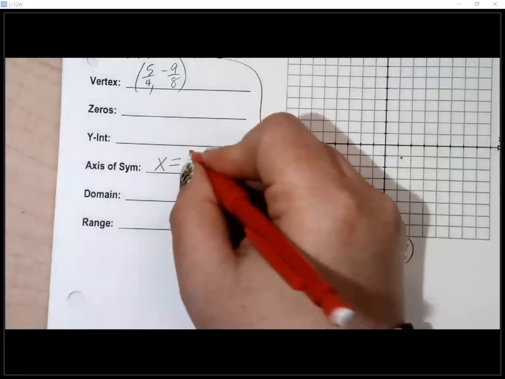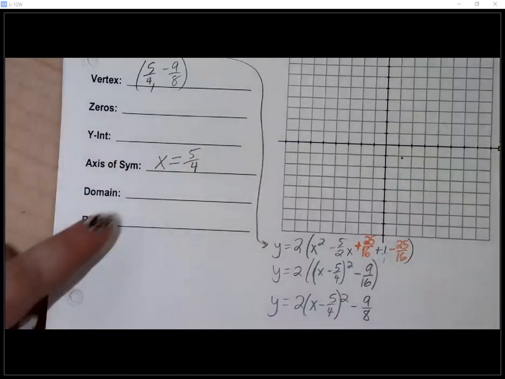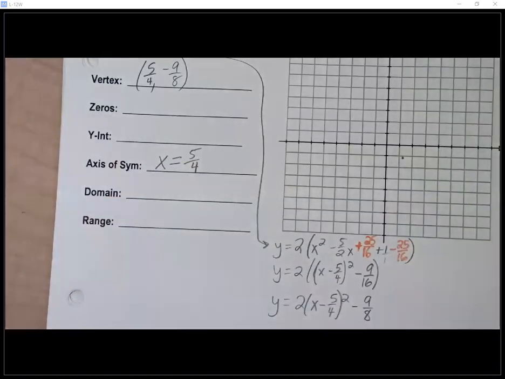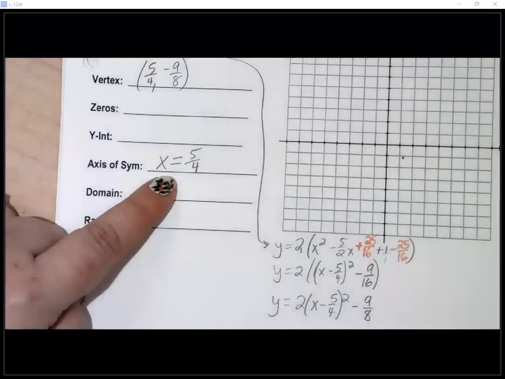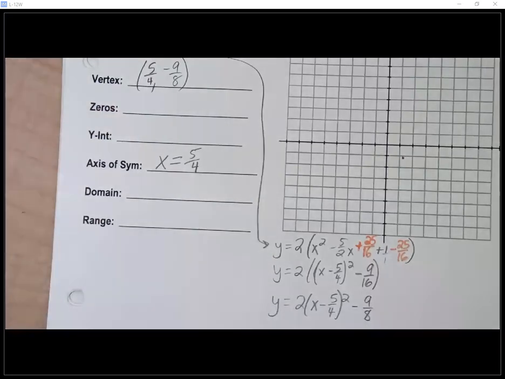Now, I'm going to stress this. Your axis of symmetry has to be a line. You can't just write 5/4 on there because it's the line. X equals 5/4. So the axis of symmetry is the entire line, not just a number. So always make sure that it is in the form X equals whatever the X value of the vertex is. Okay, cool. So I have both of those.